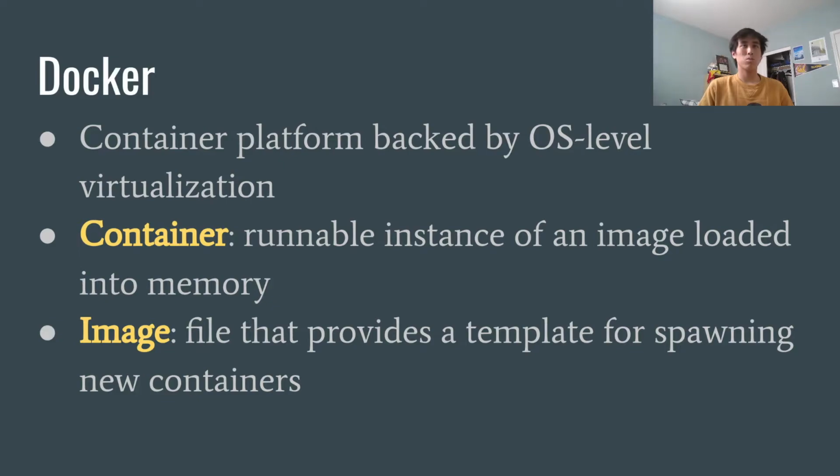So Docker is basically a container platform that is backed by OS level virtualization. A container is basically a running instance of an image that's been loaded into memory. An image itself is basically just a file that provides a template for spawning new containers. You can think of an image kind of like a cookie cutter, which helps you create cookies, which are the containers. It's a bad analogy, but you kind of get the idea.